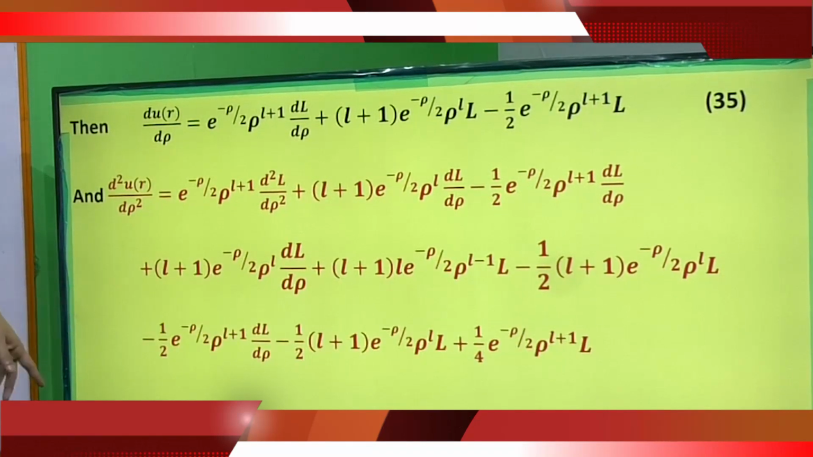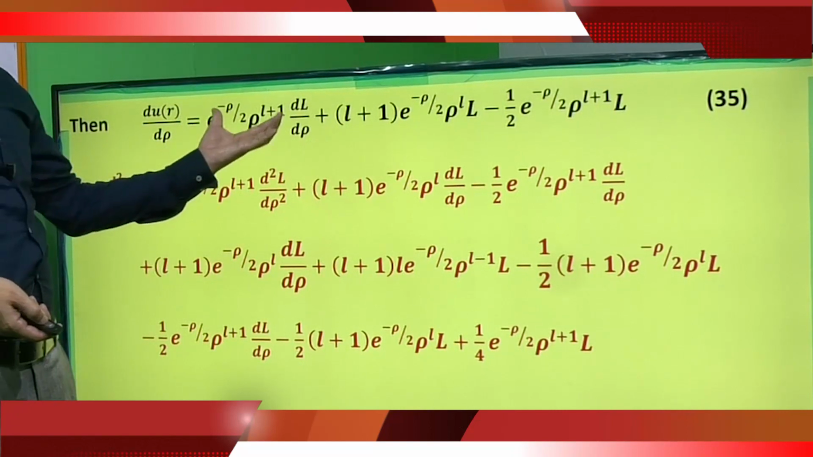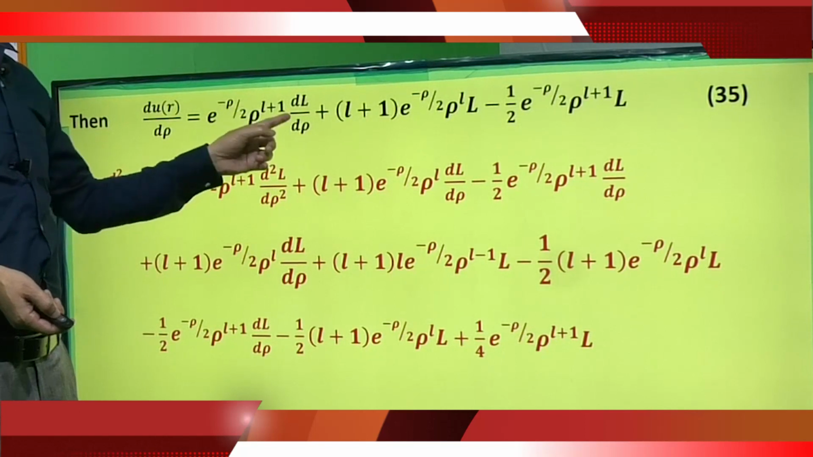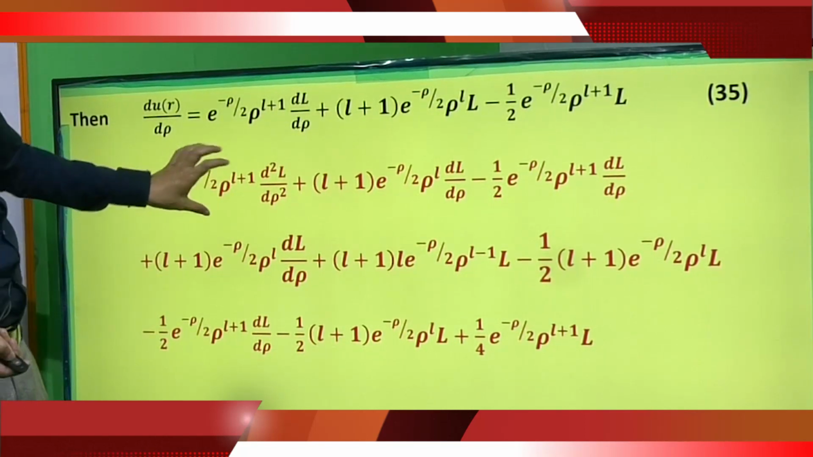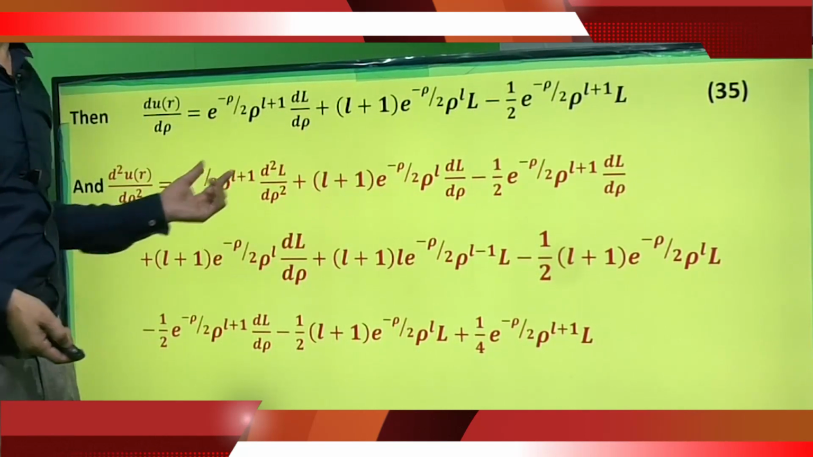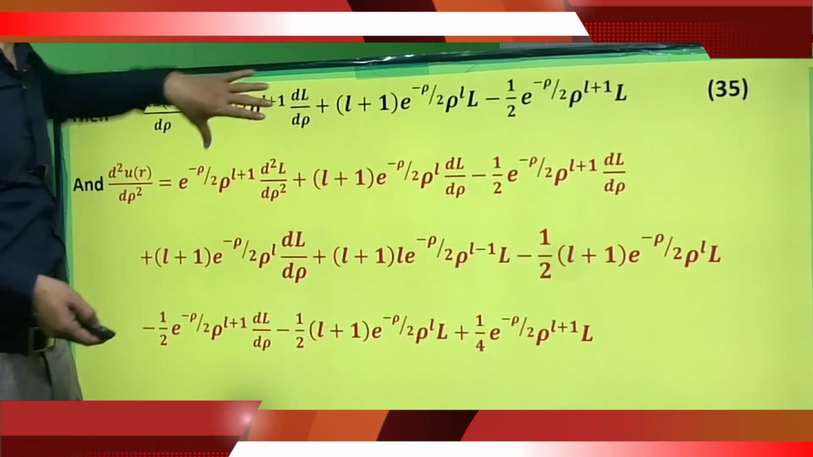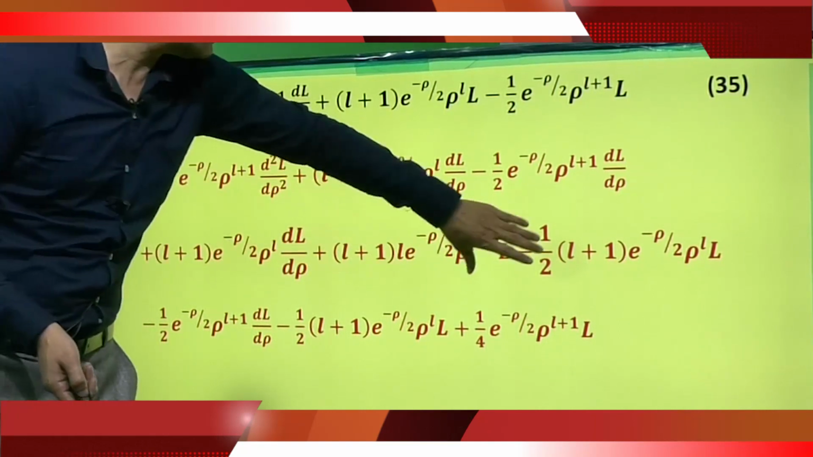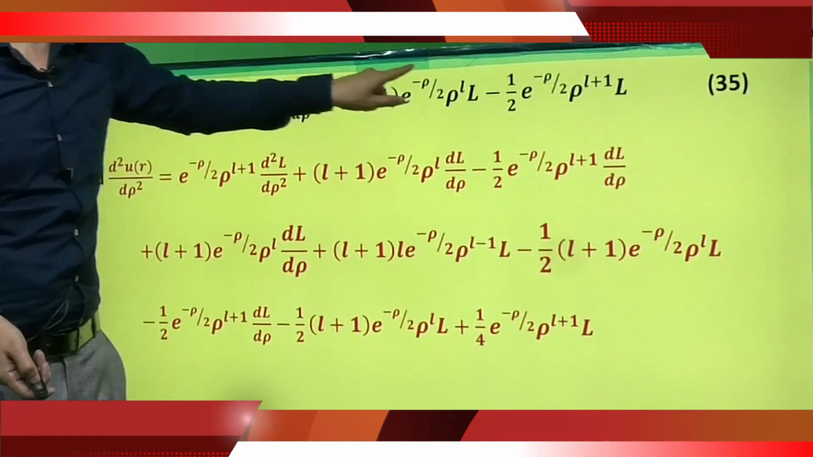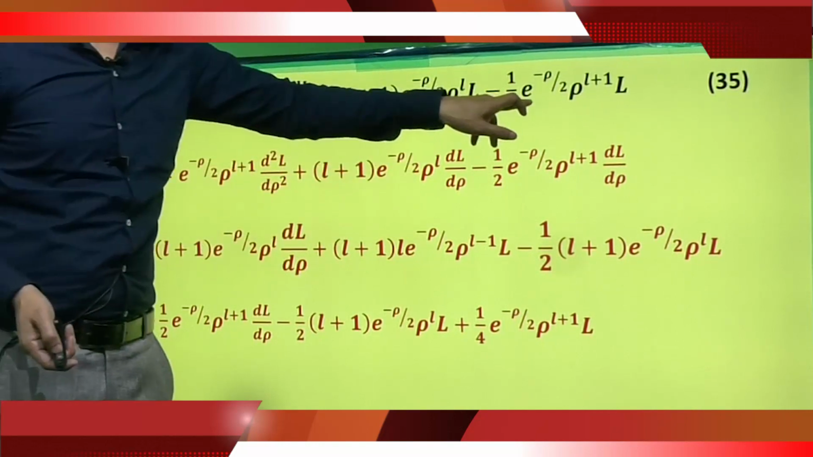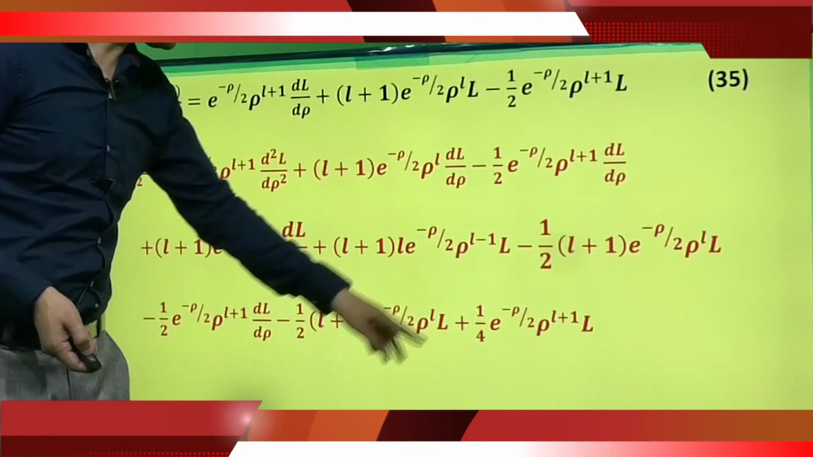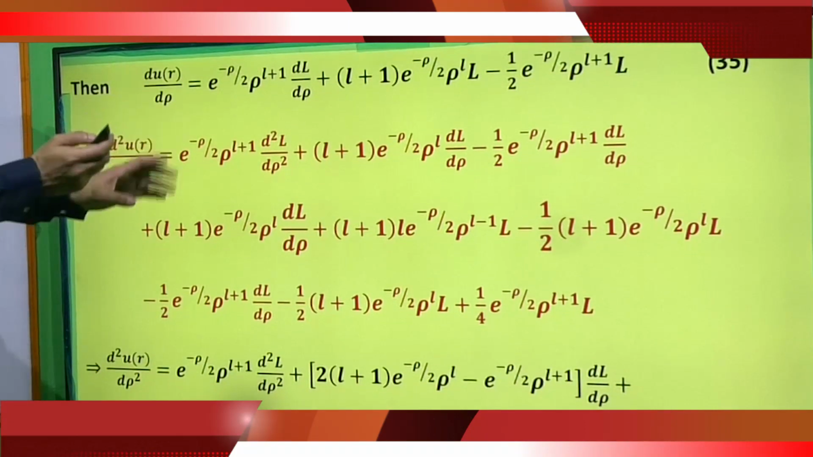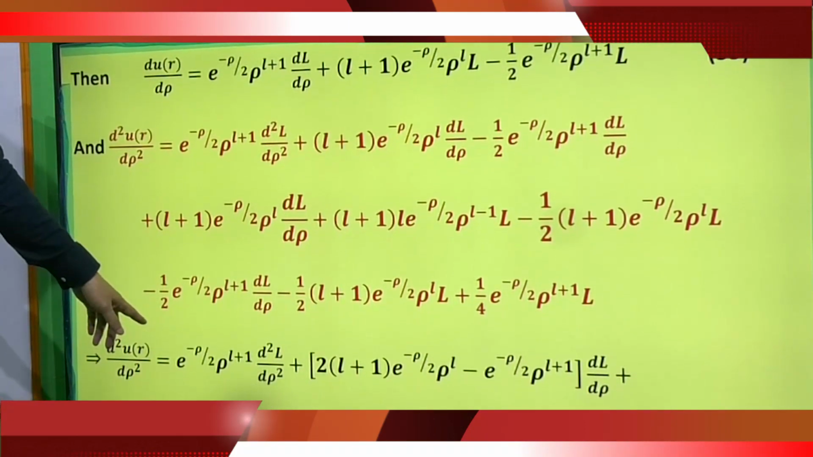In total, you see 1, 2, 3 terms, and each term has factors 1, 2, 3, so in total you will get 9 factors. These 3 terms come from the derivative of the first term, the next 3 from the derivative of the second part, and another 3 from the last one. That is what I get. Now you simplify it, cancel it, group it, and you get this expression.